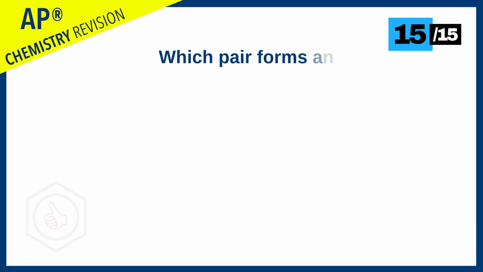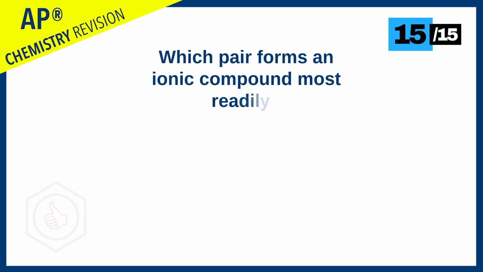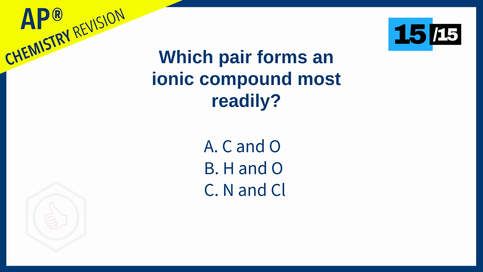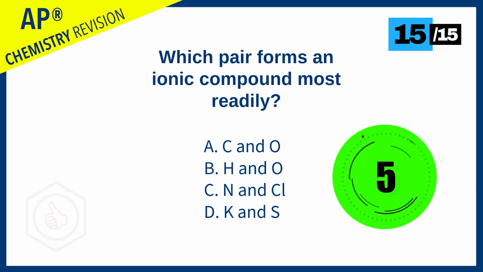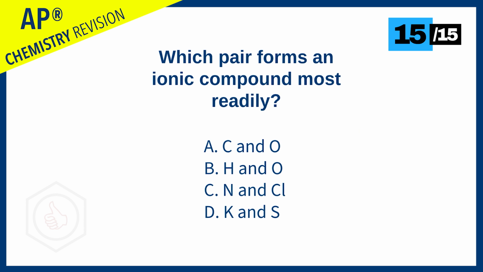Which pair forms an ionic compound most readily? Carbon and oxygen, hydrogen and oxygen, nitrogen and chlorine, potassium and sulfur. The answer is potassium and sulfur, because this pair has the greatest difference in electronegativity, with potassium being a metal that will likely form positively charged ions, and sulfur being a nonmetal that will likely form negatively charged ions.